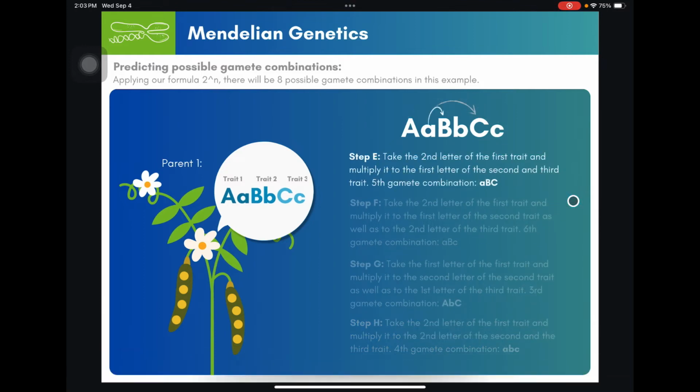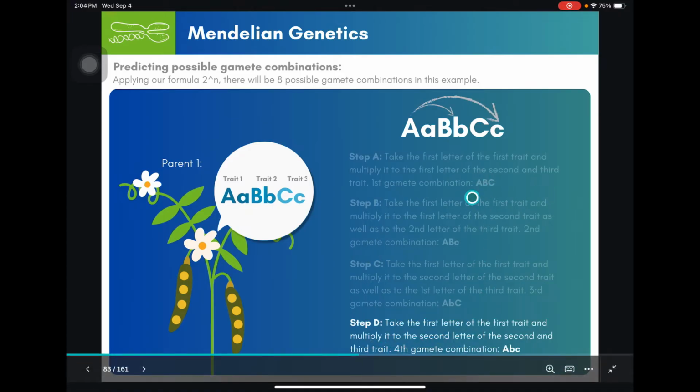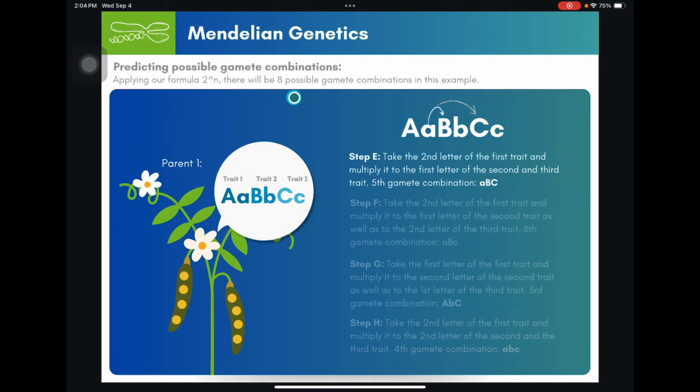In step E, since we already have 4 possible gamete combinations, but according to our calculations we need 8, we still continue. In step E, you take the second letter of the first trait and multiply it to the first letter of the second trait, as well as to the first letter of the third trait. In here, we got one recessive letter A, and the rest of our traits are dominant.